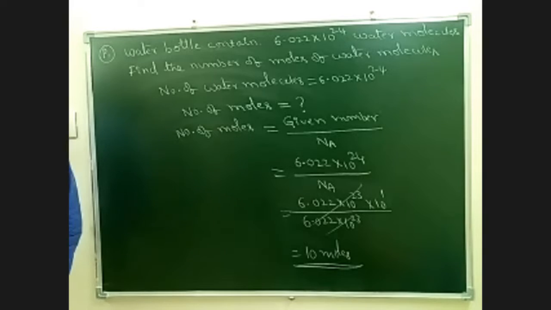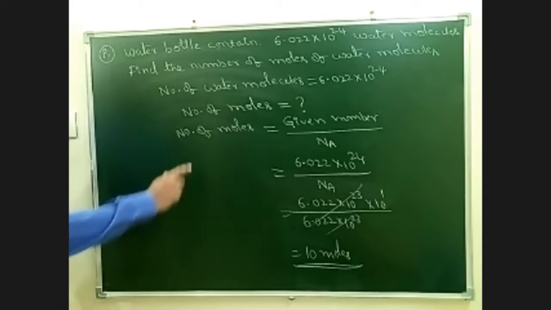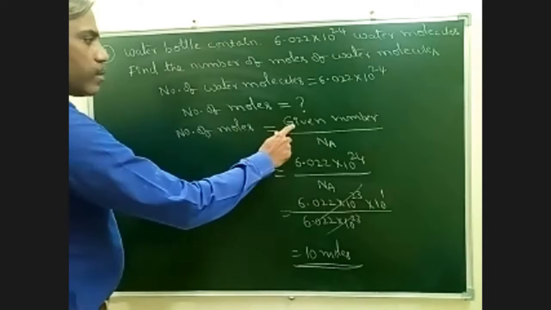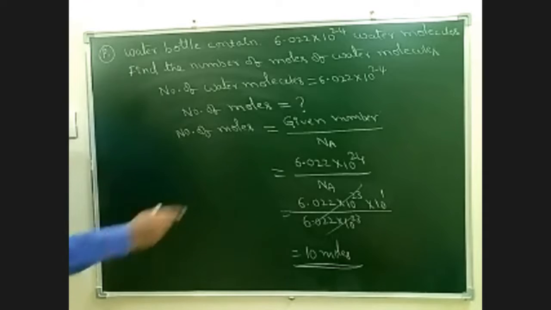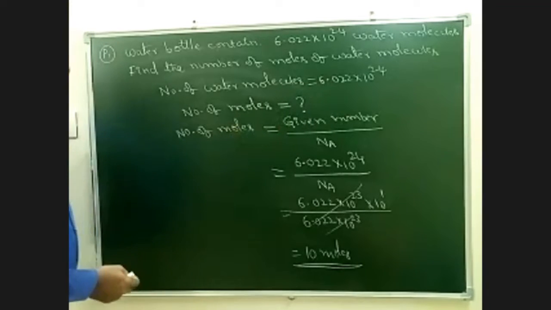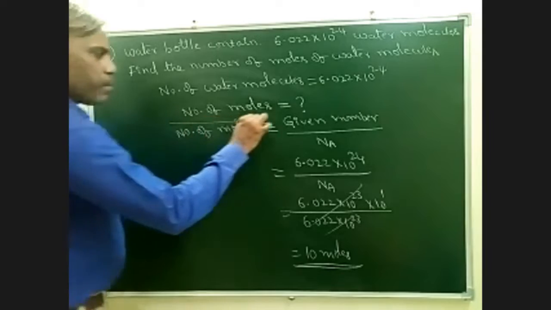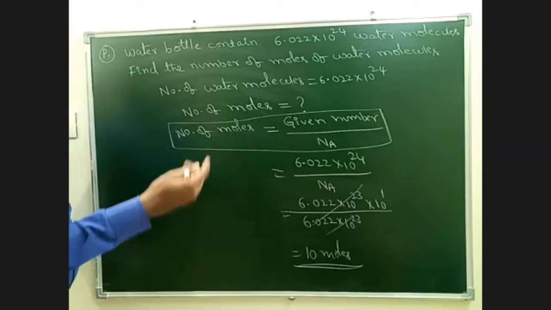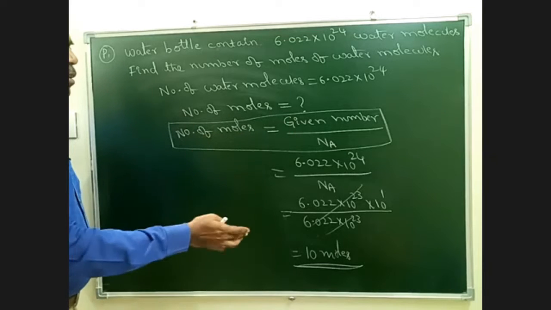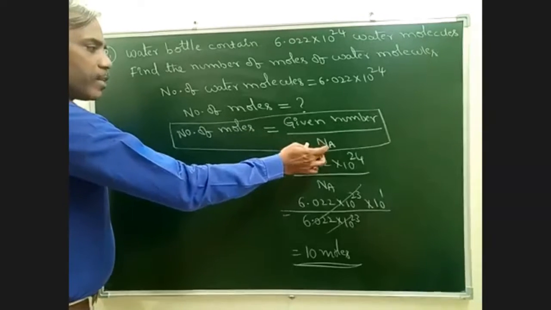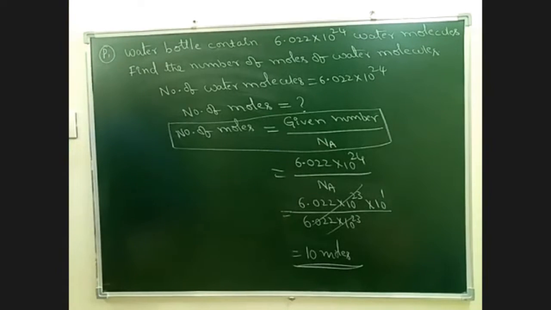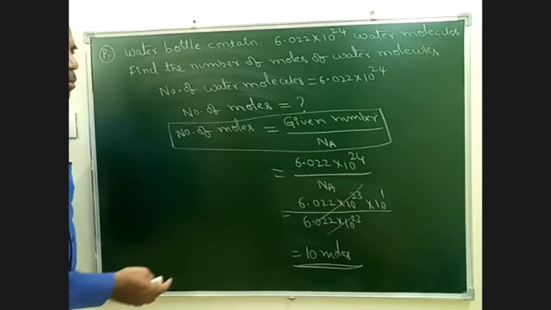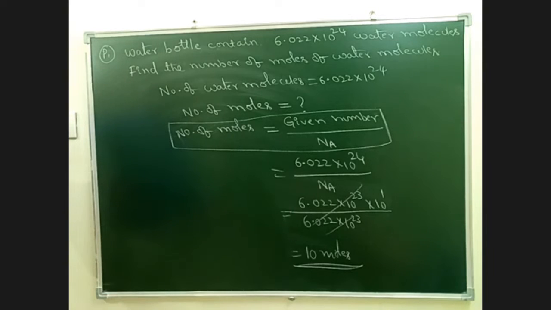Students, in the previous lecture, we have seen the relation between number of moles and number of particles or the number of chemical species. The relationship is number of moles is equal to given number divided by Na, that is Avogadro number. That relationship was explained in the previous lecture with different examples. Now let us see this problem.